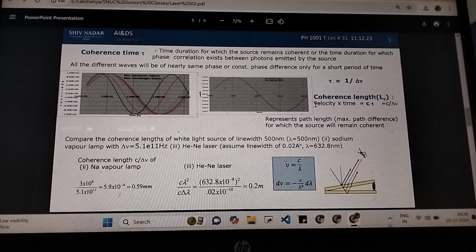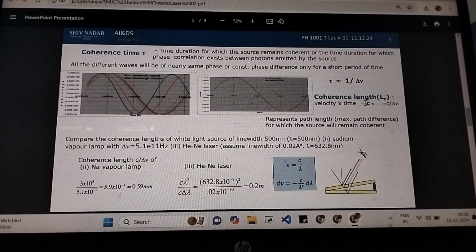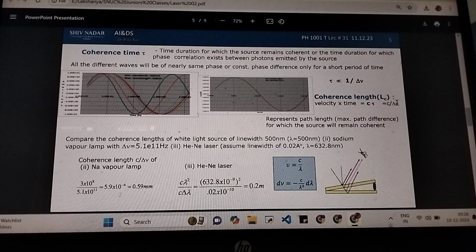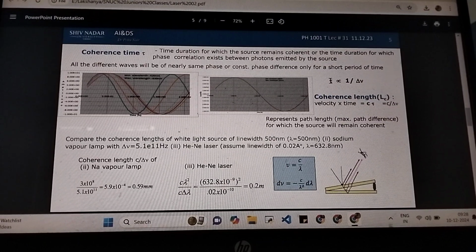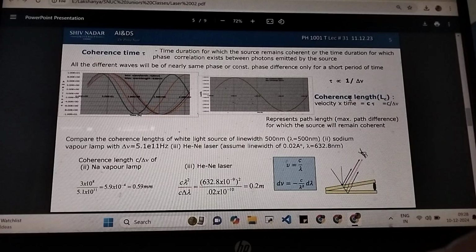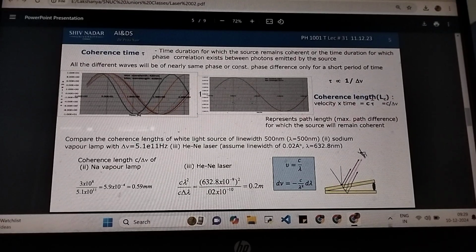Length, or distance, is given by speed times time. So coherence length is velocity times time, speed of light times coherence time, which is c divided by delta nu. Here we take the proportionality constant as equal to 1. So coherence time tau is equal to 1 upon delta nu, and coherence length L_c is c divided by delta nu. So that is it.